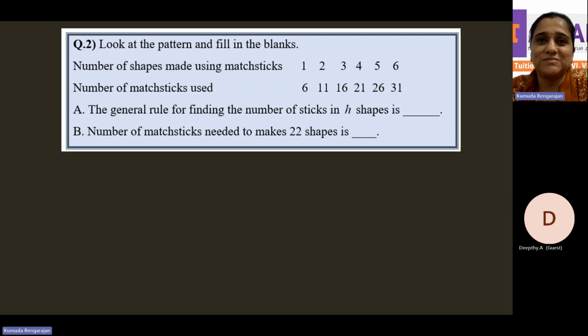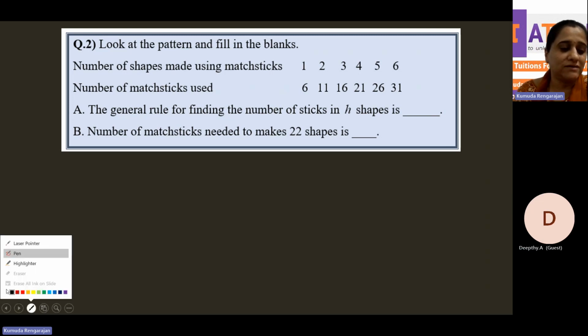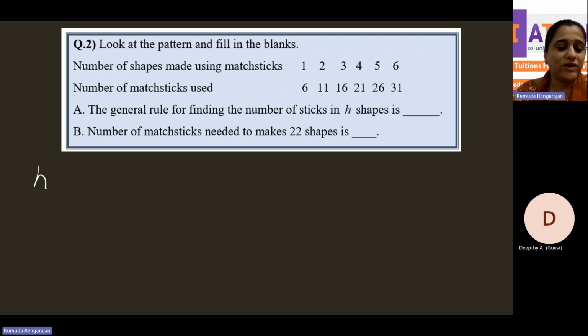Deepthi, what's the rule? H plus 5. Yes, ma'am. Okay, சரி தீப்தி, நம்ம செக் பண்ணலாம். H plus 5 ஒர்க் ஆகுமான்னு செக் பண்ணலாம் என்ன? Yes. So H plus 5. அப்ப வந்து H 1 ன்னு போட்டா ஃபர்ஸ்ட் டேர்மோட ஆன்சர் வரணும்ல?